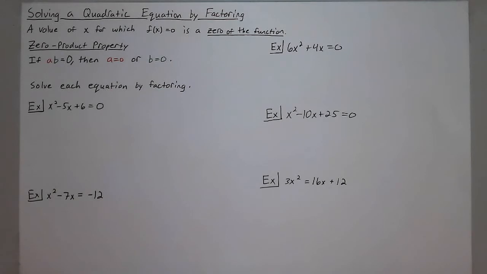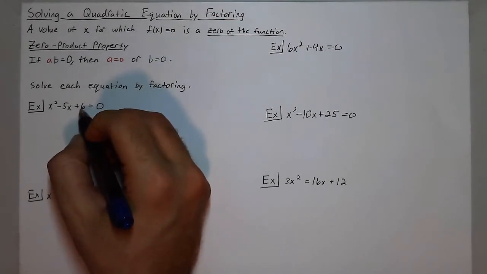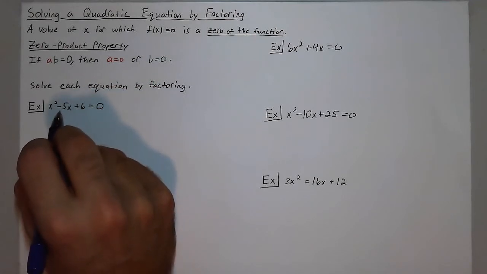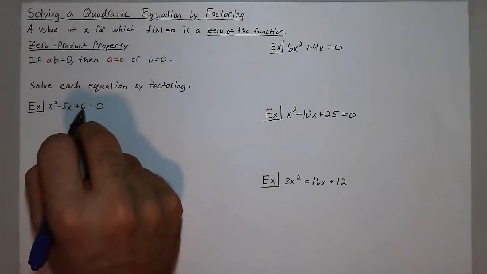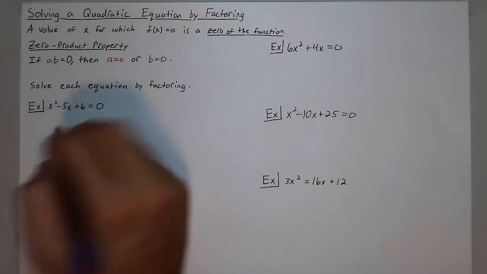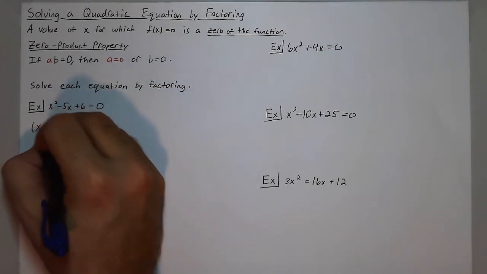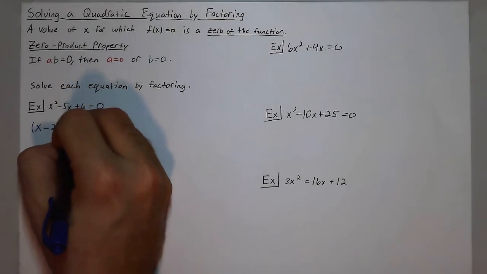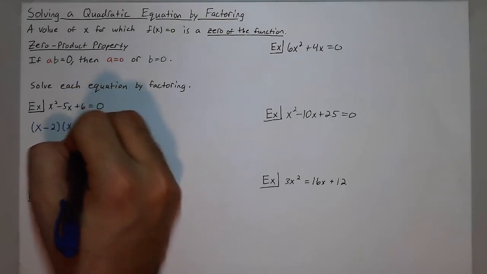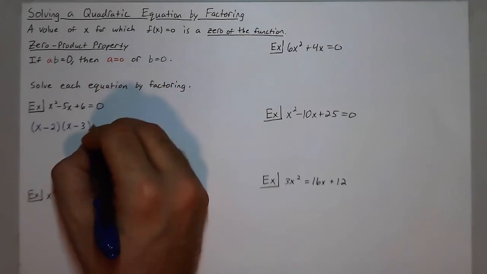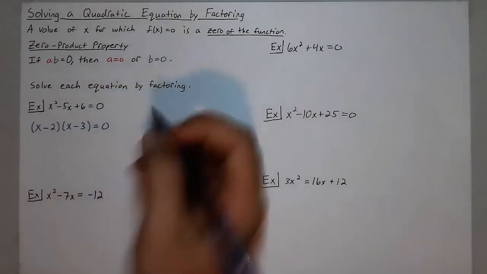So to factor this, I need two numbers that will multiply to 6, but then add to negative 5. Now, I want them both to be negative, so that when I multiply them together, it gives me a positive number, but they'll still add to that negative number, negative 5. That will be x minus 2 and x minus 3. So x minus 2 times x minus 3 is how you factor that quadratic expression, and that's going to be equal to 0.